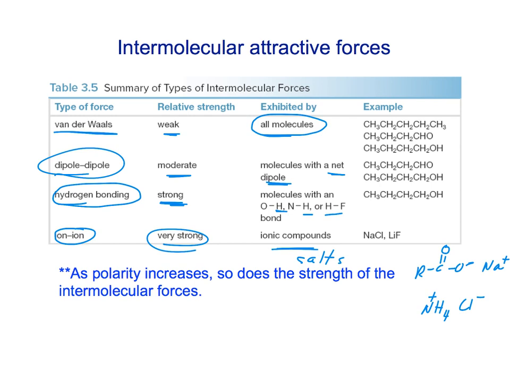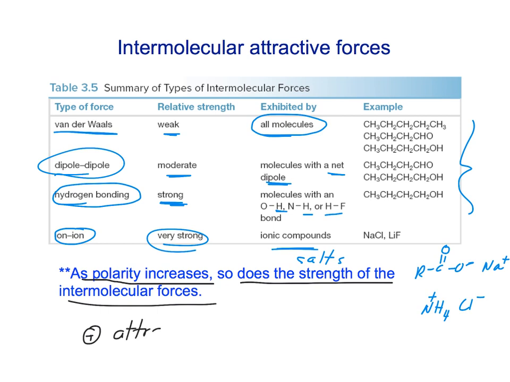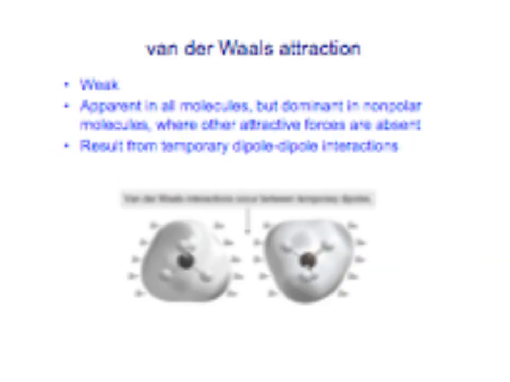But mostly we will talk about these upper 3 types of interactions. As the polarity of bonds or of molecules increases, so does the strength of the intermolecular forces. So in general, what we see is that plus charges are attracted to minus. So the stronger those charges are, the stronger the interactions. Let's look first at van der Waals interactions. Like I said, these are weak.